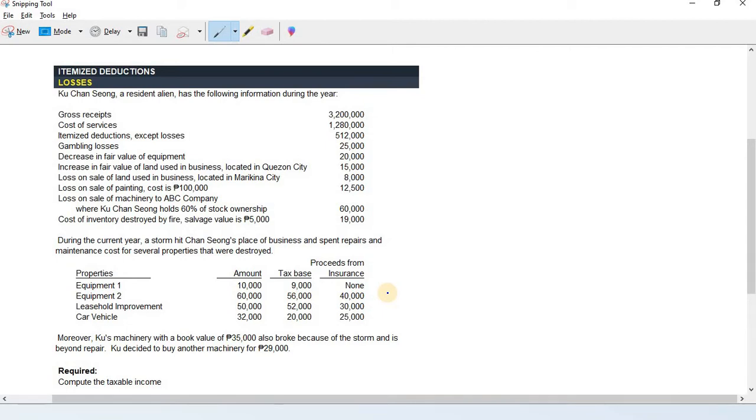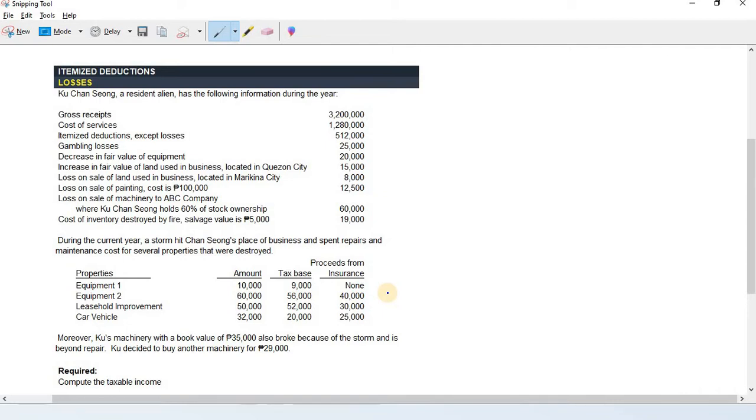Then for the losses, we have gambling losses of 25,000 pesos. Decrease in fair value of equipment, 20,000 pesos. Increase in fair value of land used in business located in Quezon City, 15,000 pesos. Then we have a loss on sale of land used in business located in Marikina City, 8,000 pesos. Then loss on sale of painting costing 100,000 pesos. Then the loss is 12,500.